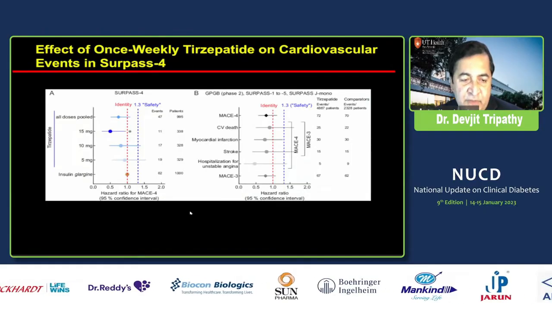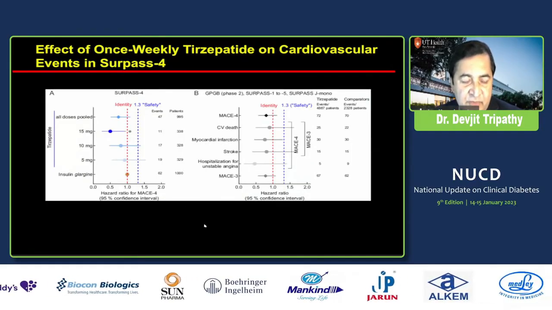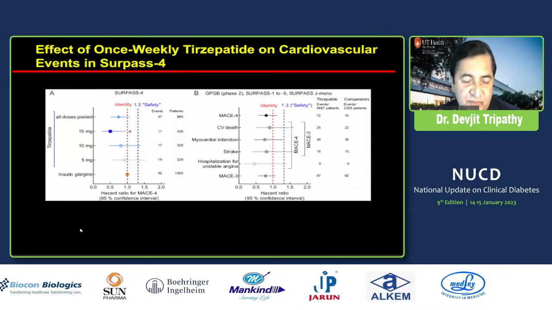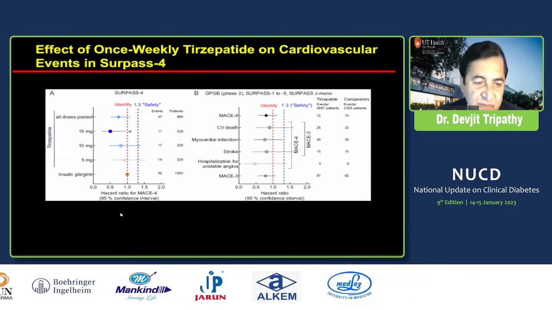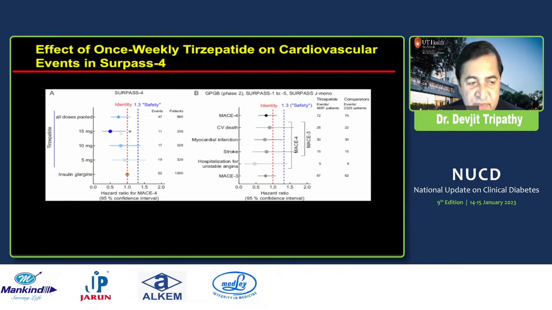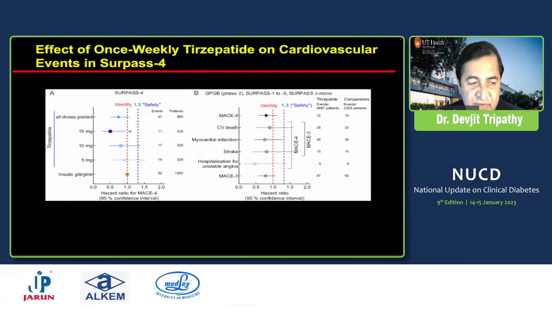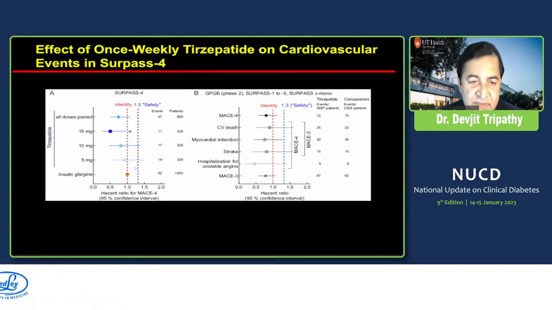So, cardiovascular events: this study was not powered to look at the cardiovascular benefits. For the FDA requirement, you have to show that it does not increase cardiovascular risk. So from this, you can conclude that it does not increase cardiovascular risk. Only at the higher dose, 15 milligrams, there's a trend, but again, the event rate was very low, so you cannot conclude whether there is a cardiovascular benefit or not. One can conclude that there is no increased cardiovascular risk, both in SURPASS-4 as well as other SURPASS trials.